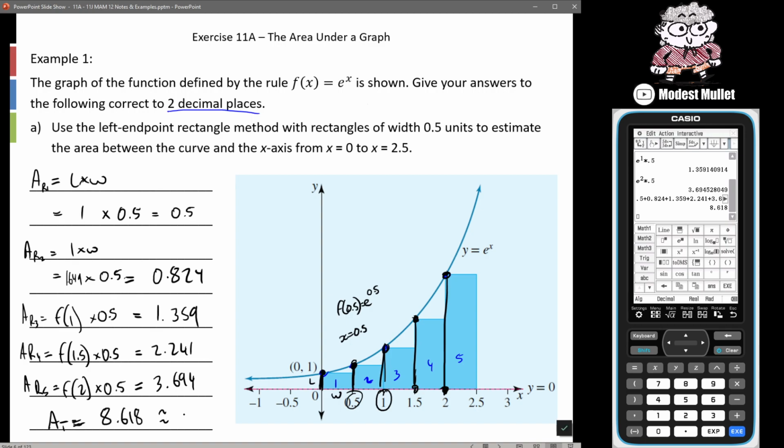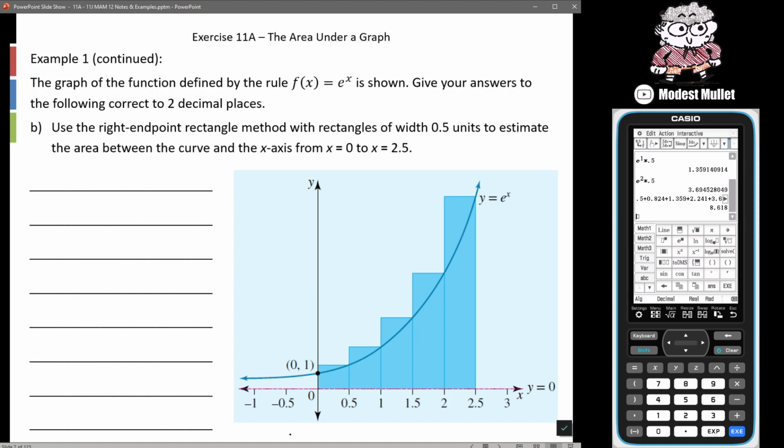8.618, so it's roughly equal to 8.62 square units, because we aren't given measurements, so we don't know if this is centimeters squared or anything, it's just square units. Right, so that's doing that using left estimate.